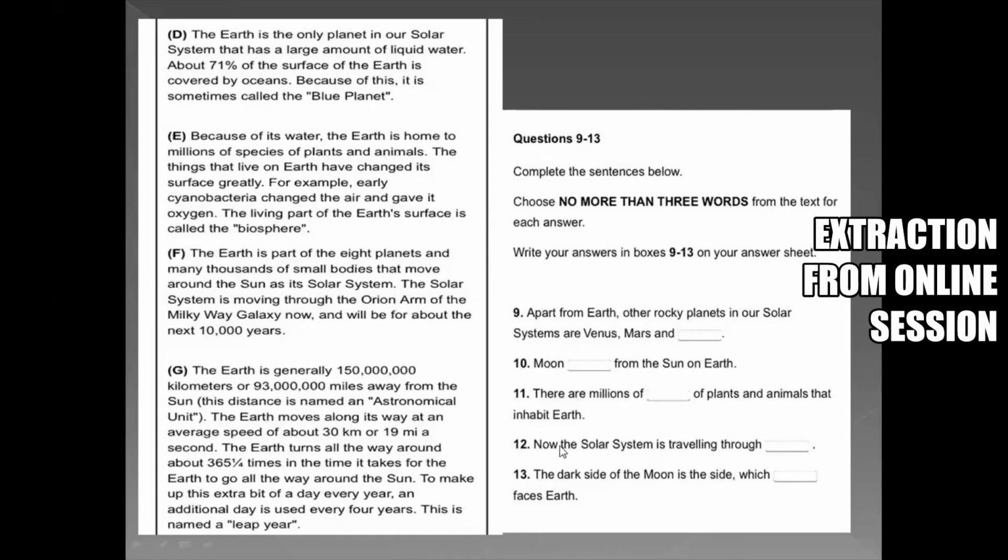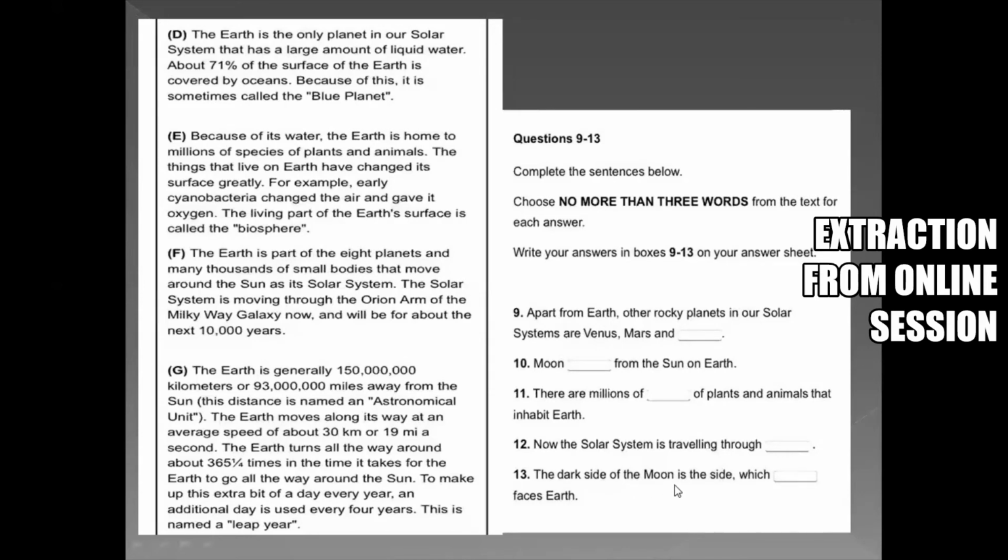Yes. Number 12. The solar system is traveling through. The solar system was only in one paragraph and it was here. Okay, Orion arm of the Milky Way. The solar system is moving through the Orion arm. So now the solar system is traveling through the Orion arm. The questions are going sequentially. Most of the IELTS reading questions will be sequential.